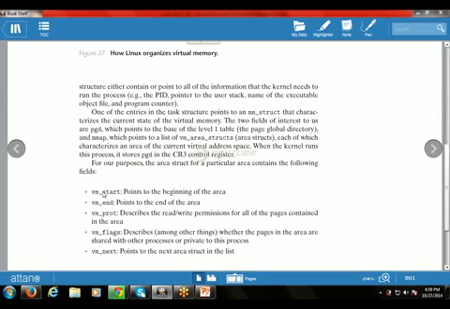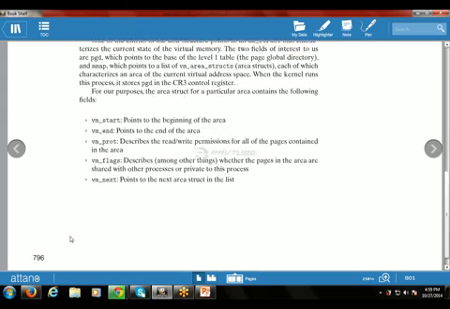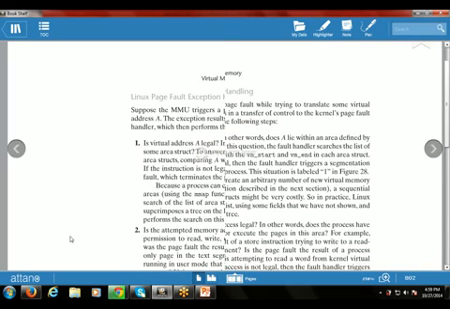Then vm_next points to the next vm_area_struct in the list, that points to the next vm_area_struct, and that points to the next vm_area_struct in the list. So these are the fields that are available for this data structure.